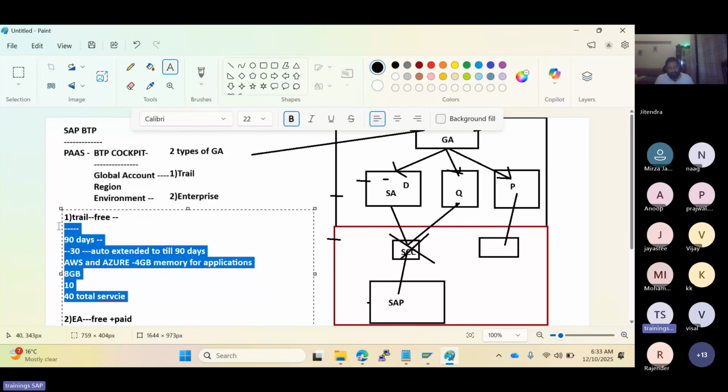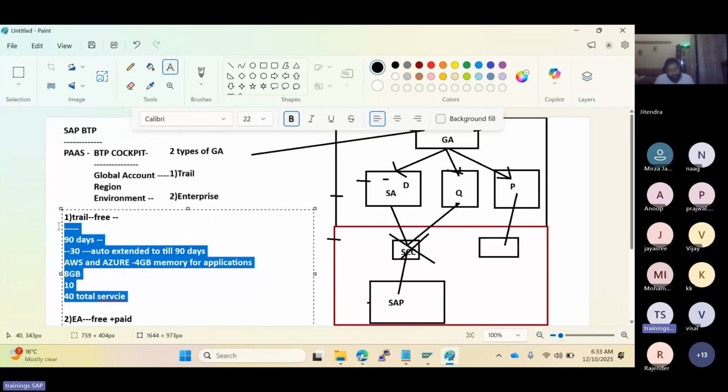But there is no licensing model. Why? Because there are two types of accounts here. Then they will provide you the trial accounts. The trial accounts are for some kind of education purpose, some kind of non-productive testing, some kind of exploration purpose.